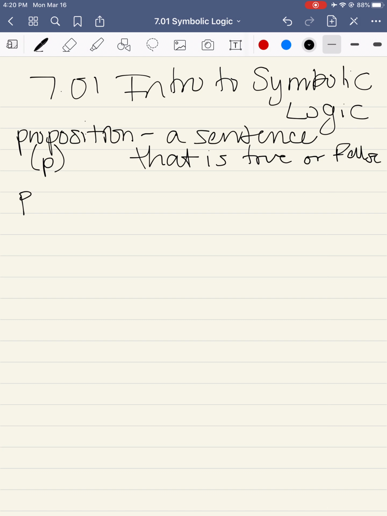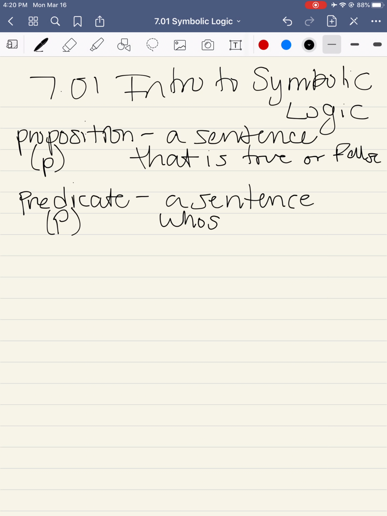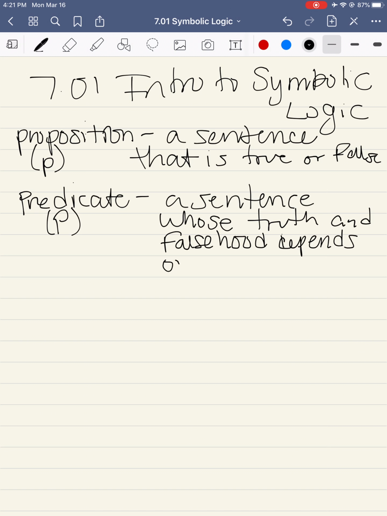Again, this might be something that you have used in an English class, but in math, it means something specific. Here, this is a sentence whose truth or falsehood depends on a variable. So this is already something that you can see is going to be very mathematical, that key feature of a variable. A sentence whose truth or falsehood depends on a variable.